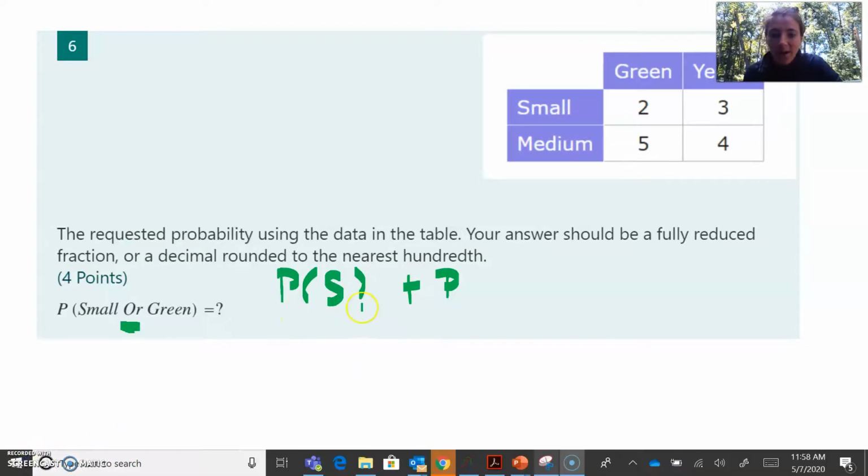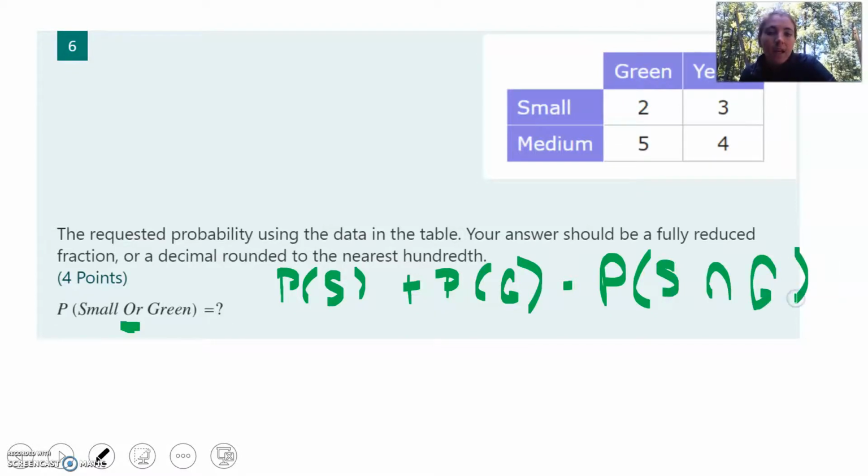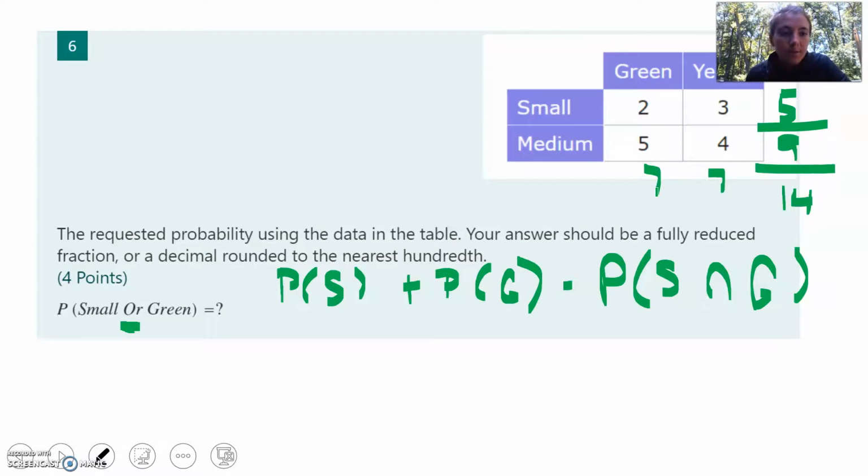Okay, so we need to do probability of small plus probability of green minus probability of small and green. So we need the totals off the table. This is 5, 9, so that would be 14, and 7 and 7 also makes 14, so we're good to go there.